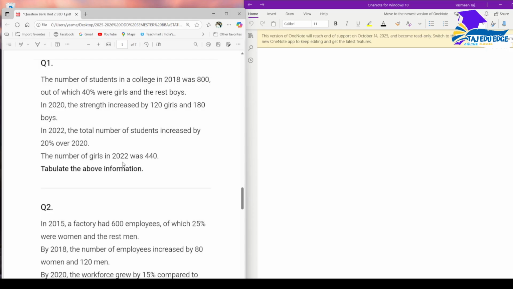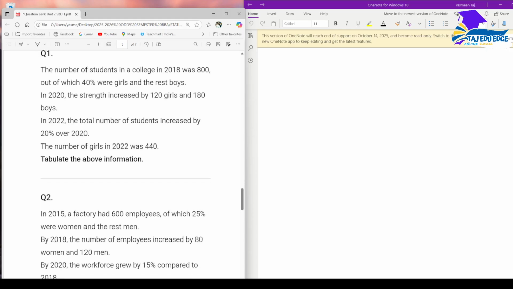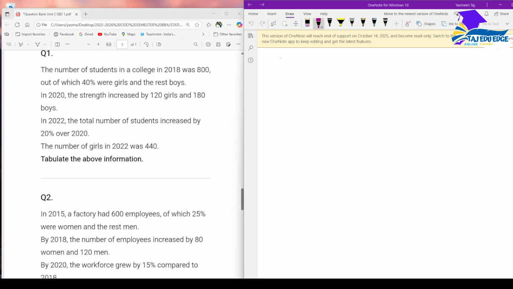Okay. So here, problem 1. The number of students in a college in 2018 was 800, out of which 400 were girls and the rest are boys. In 2020, the strength increased by 120 girls and 180 boys. In 2022, the total number of students increased by 20% over 2020. The number of girls in 2022 was 440. So let's solve such kind of problems so that we should be ready for any kind of question in the examination. Solution for problem 1.